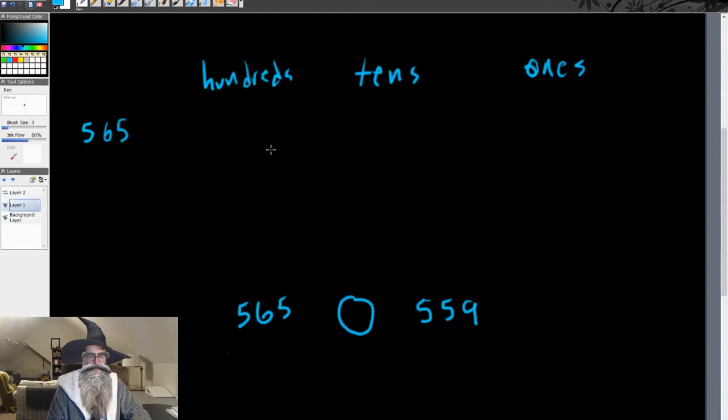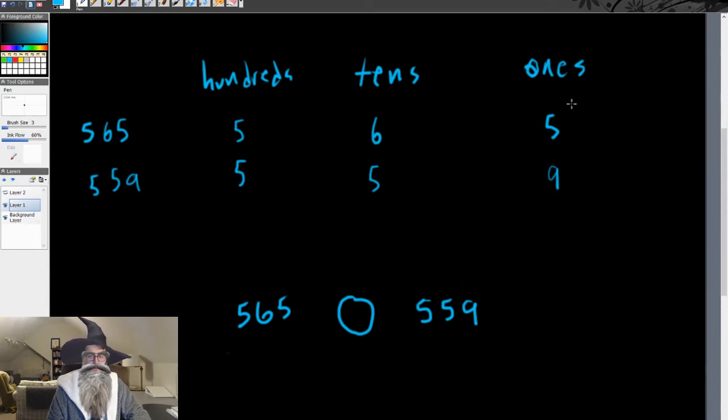So we have 565, which has 5 hundreds, 6 tens, and 5 ones. We're going to compare that to 559, which has 5 hundreds, 5 tens, and 9 ones.